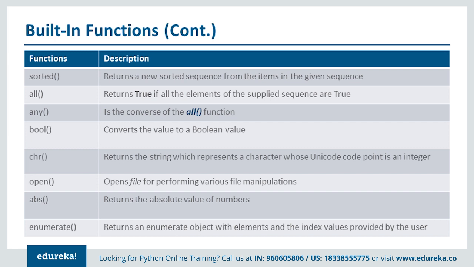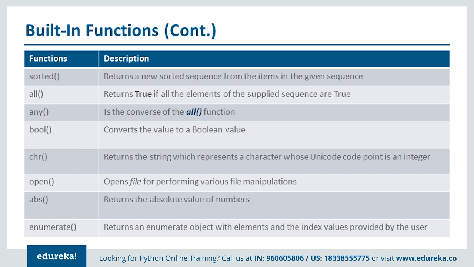Then all: it will return the true value if all the elements of the sequence are true, so it will give the return value as true. Then any: if any one of the elements is present in the sequence, it will give us true. Then bool converts the value to Boolean values. So if you're getting true or false in a string, you can convert it into the Boolean type.